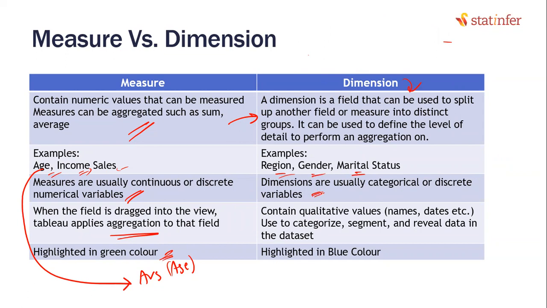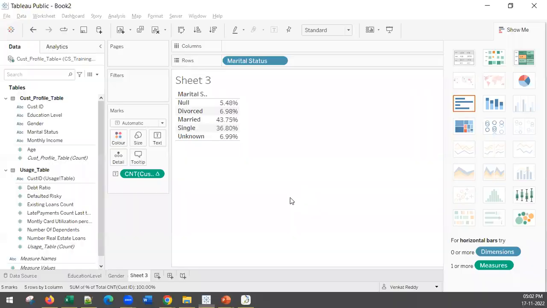Dimensions are usually categorical variables. They contain qualitative measures, not quantity, quality. Qualitative means categorization, segmentation, variables like that. They are usually highlighted in blue color. If you go to our target variable in our data set, the target variable is whether the customer is a risky customer or non-risky customer. Since our target variable is read as 0 or 1, it is showing as a measure, but it must be converted to a dimension. For us, customer is risky or non-risky, that must be considered a dimension.